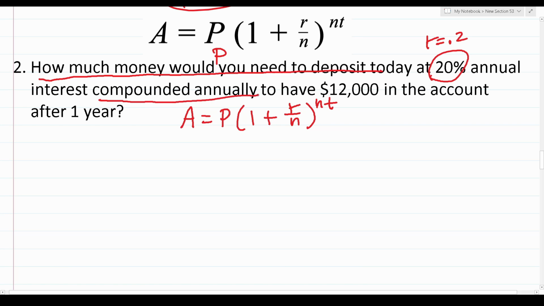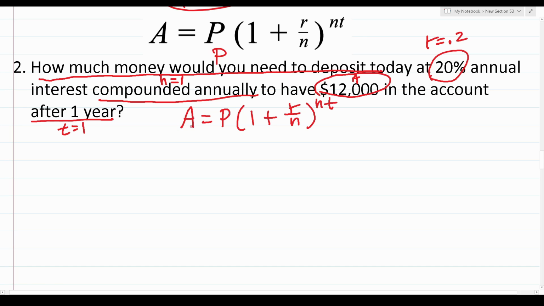Compounded annually. Again, compounded always goes with N, and annually means 1 time per year, so N is 1 in this case. To have $12,000 in the account after 1 year. Remember, the money in the account after your investment runs its course is A, and after 1 year, of course, that's our T, so we know T is 1. So with all that identified, let's start plugging things in.